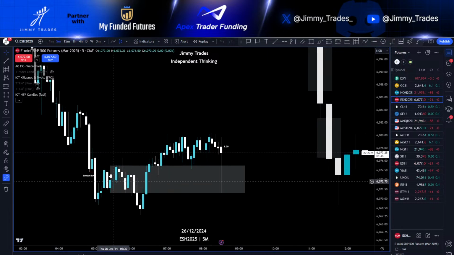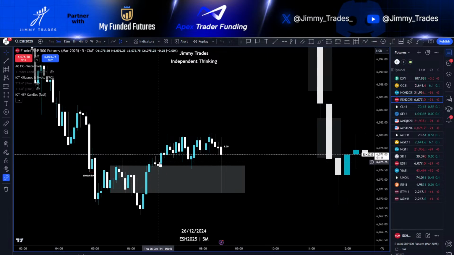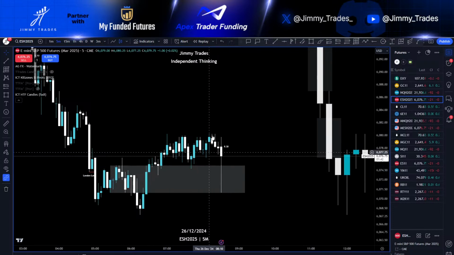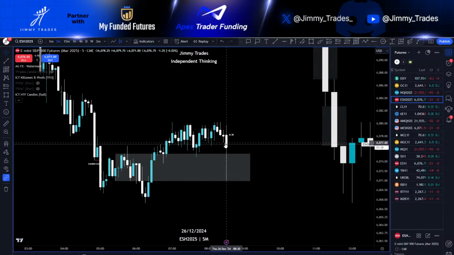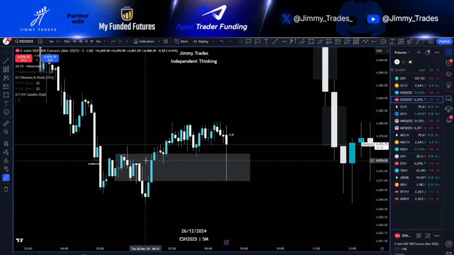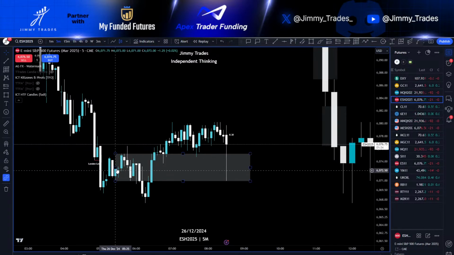Yeah, okay. Yeah, see, I wouldn't look at this anymore unless this was in the kill zone. I would have already been in the trade here. But I wouldn't consider this anymore because of how long ago the breaker was formed.